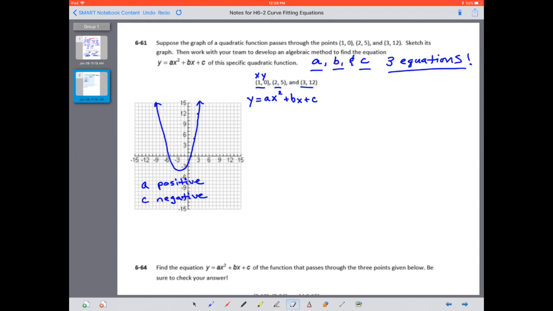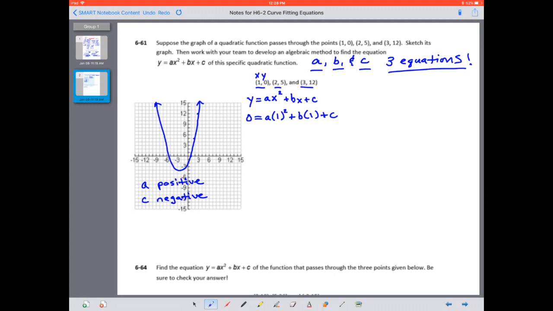So here we go. The first one, our y-coordinate is 0, so we're going to have 0 equals a times 1 to the second power. So we just put in the y for y, we put in the x for x, plus b times 1 plus c. It's as easy as that.